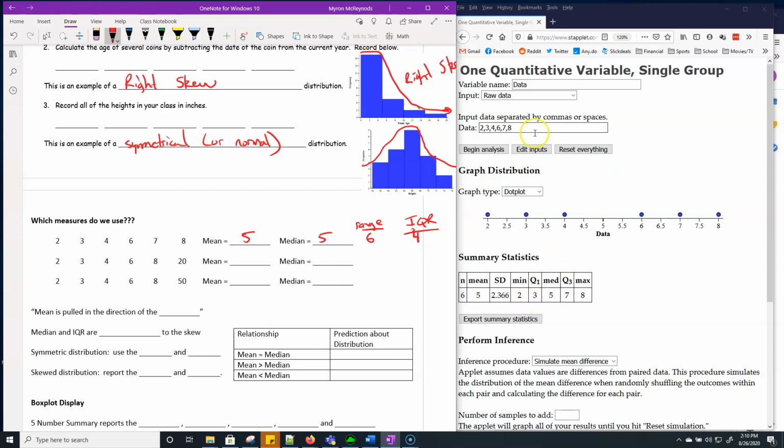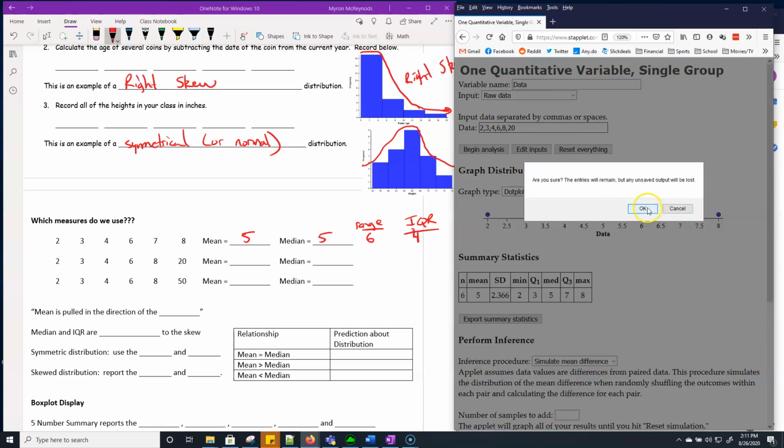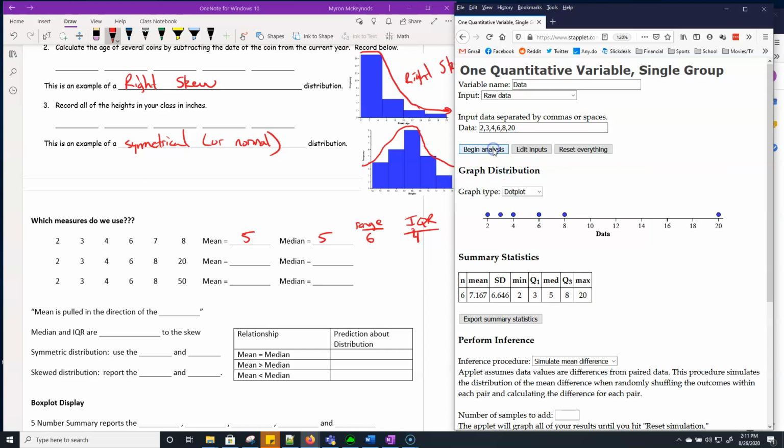All right. So the next one they want us to do is 2, 3, 4, 6, 8, 20. What happens when you add a big number to this group? It's called an outlier. It's bigger than all the other numbers, right? So let's do that. 2, 3, 4, 6, 8, 20. And begin analysis. And see, we got this outlier way out here skewing this graph to the right. So this is a skewed right graph.